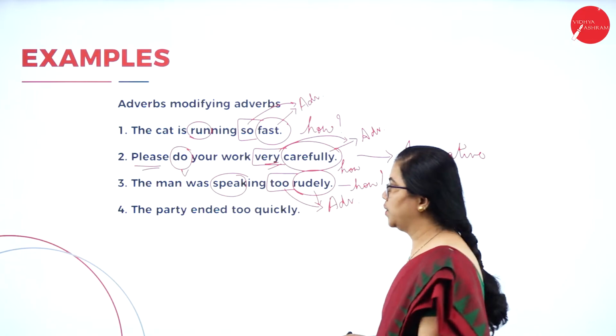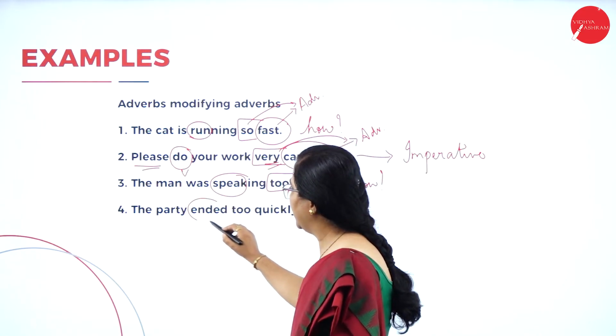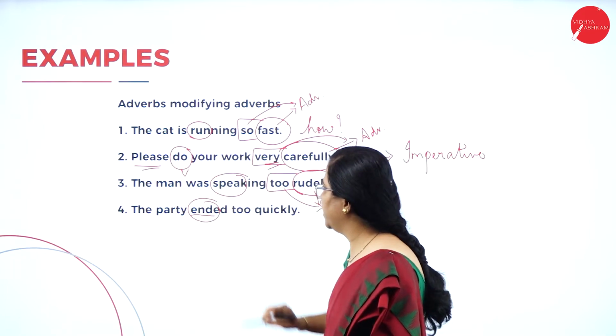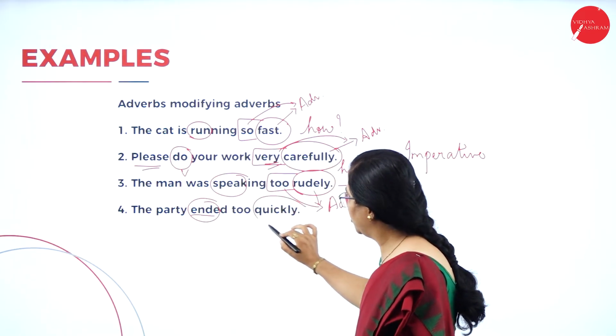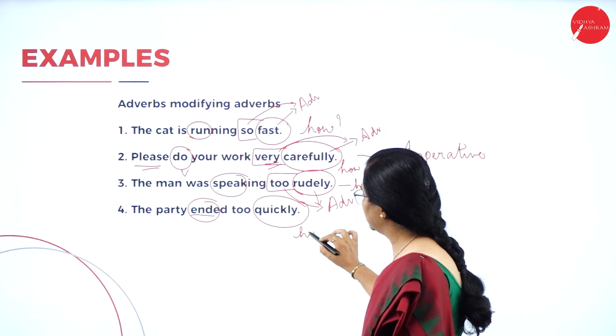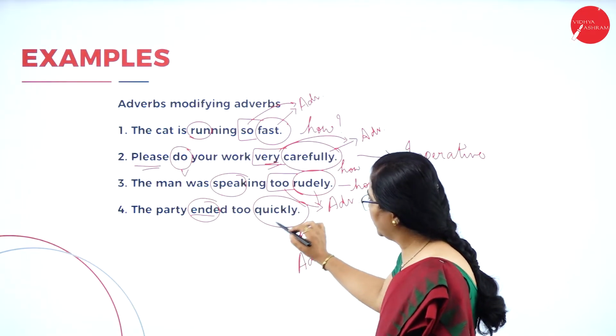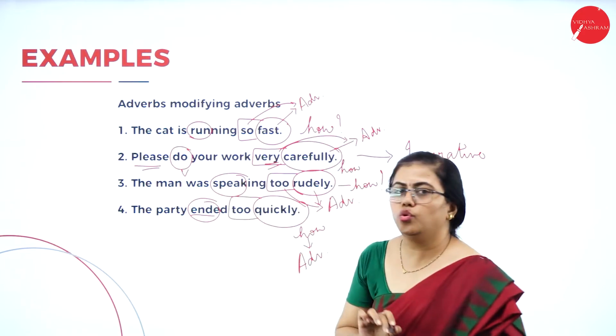So, the next one, the party ended. End is the verb over here. How did it end? It ended quickly. So it is giving an answer for how. So that's why it is an adverb. Then, how quickly did it end? It ended too quickly.